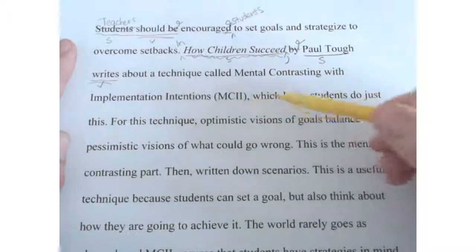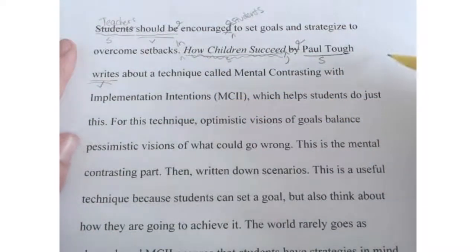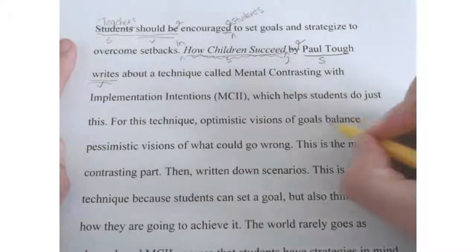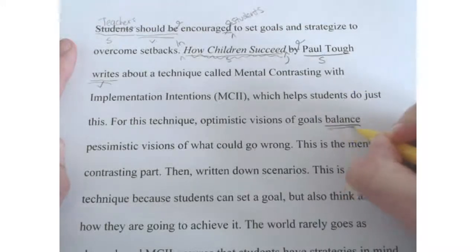about a technique called mental contrasting with implementation intentions, which helps students do just this. For this technique, optimistic visions of goals balance pessimistic visions of what could go wrong. All right, in this sentence, I'm having trouble identifying my subject and verb. When I see balance, and I know balance is a verb, so let's start there.